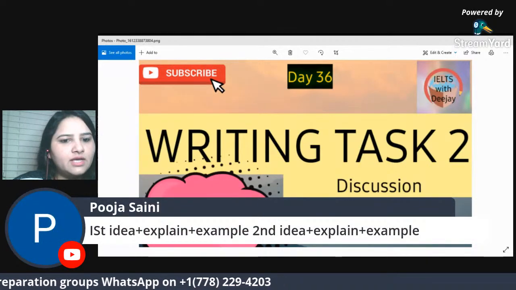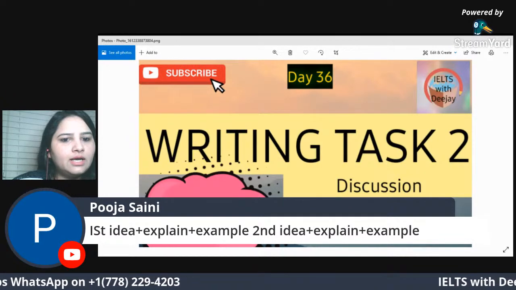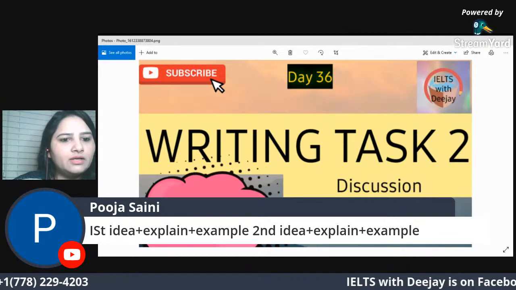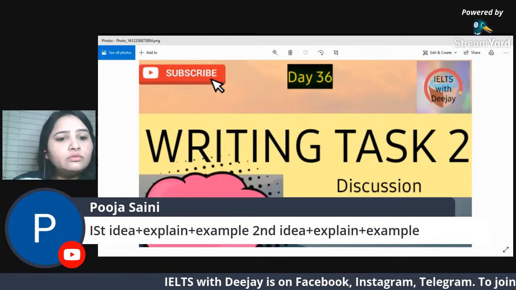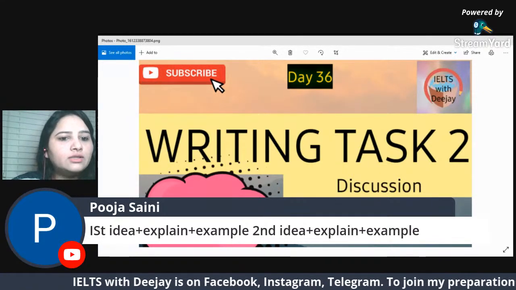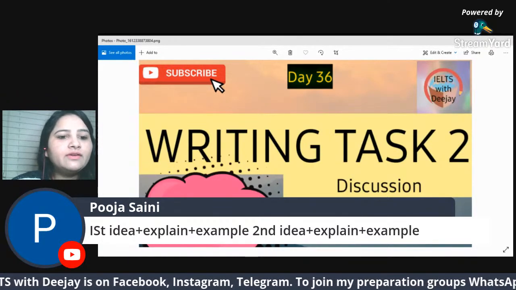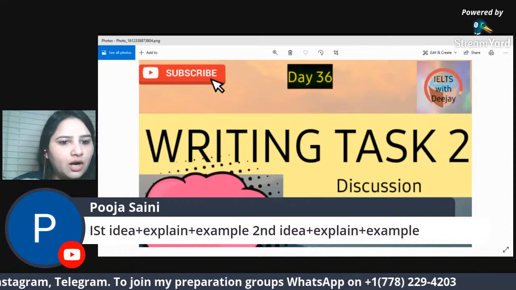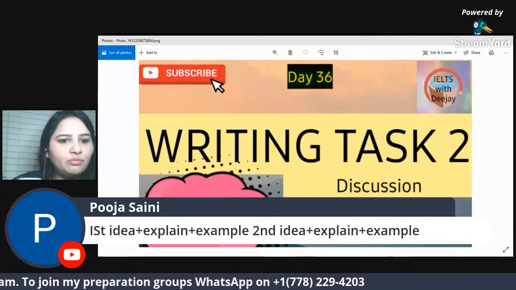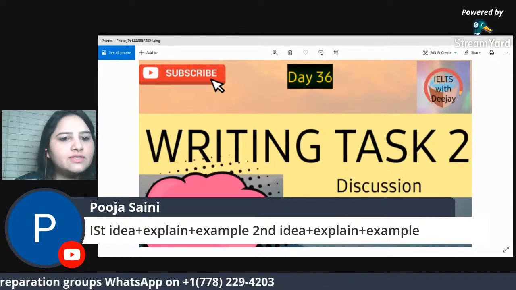Okay. First idea, explain example. Second idea, explain example. No, no, no, no, no. This is what I wanted to see. You will not write example for the second one. You will give emphasis to your main idea. Your main idea is the first idea that you are discussing. Write your main idea, explain it, give example.